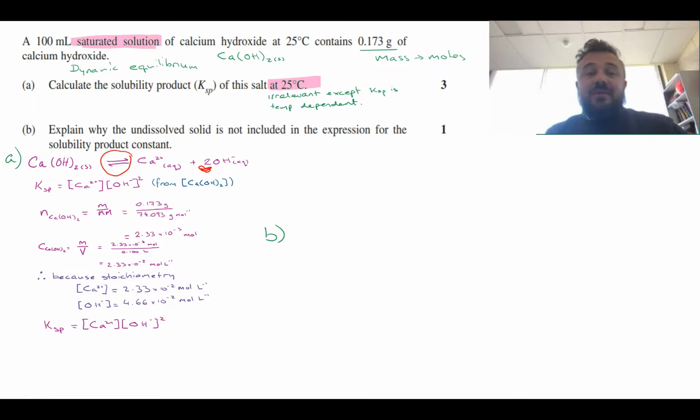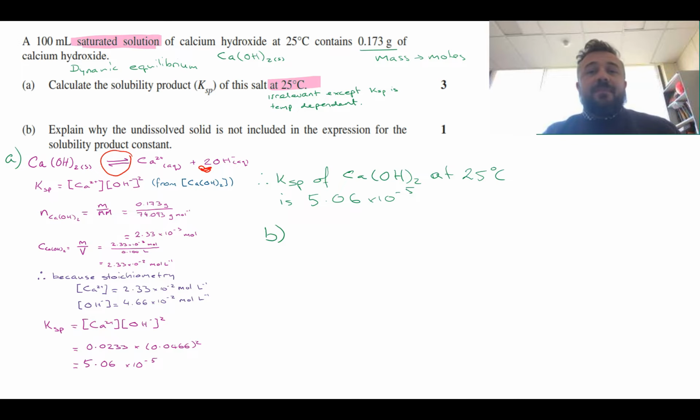So our Ksp, we come back to where we were before. We multiply those together, remembering to square the value for hydroxide. And that gives us 5.06 times 10 to the negative 5. Almost finished. Don't forget your answer statement. So therefore, Ksp of calcium hydroxide at 25 degrees Celsius, because it is temperature dependent, is 5.06 times 10 to the negative 5.